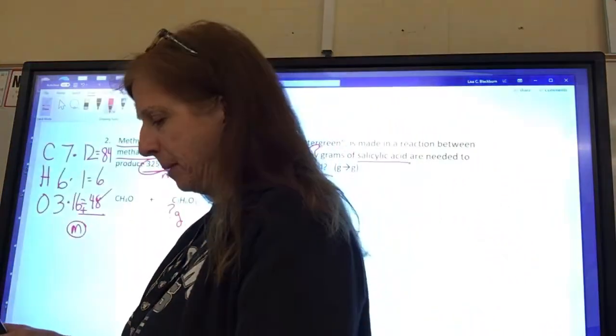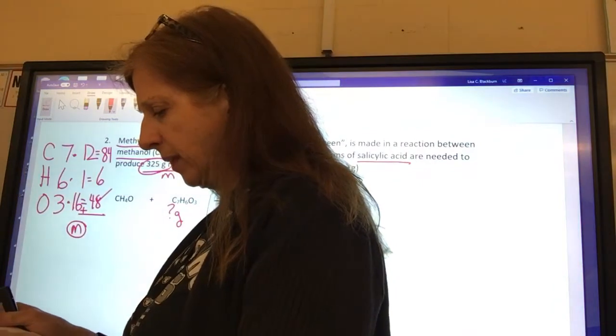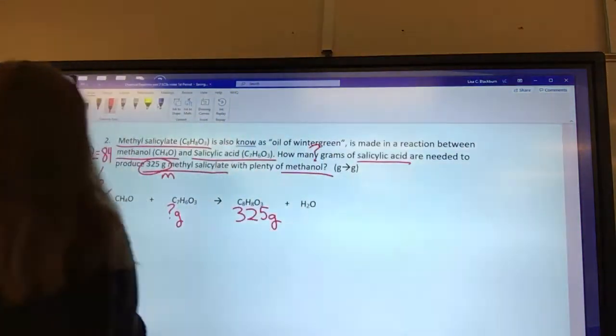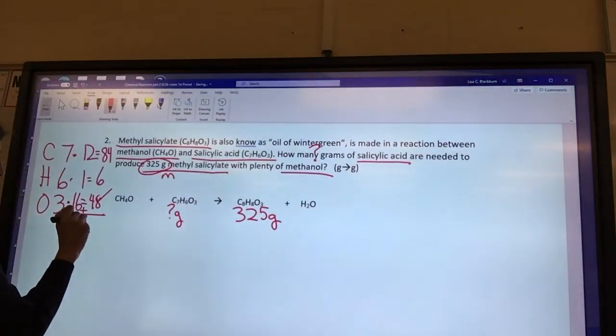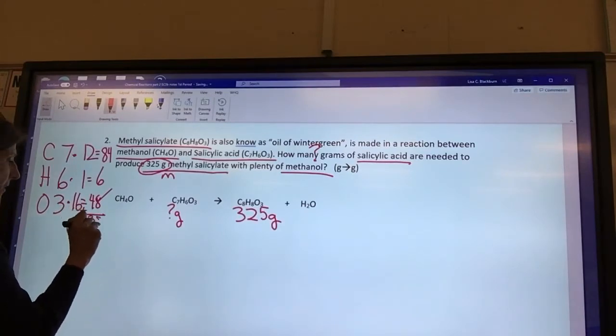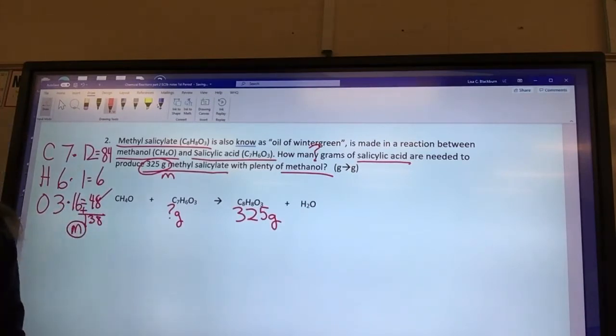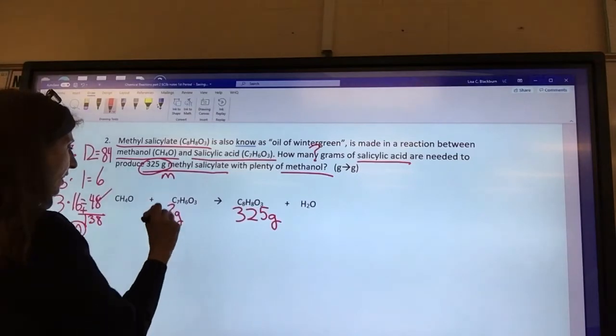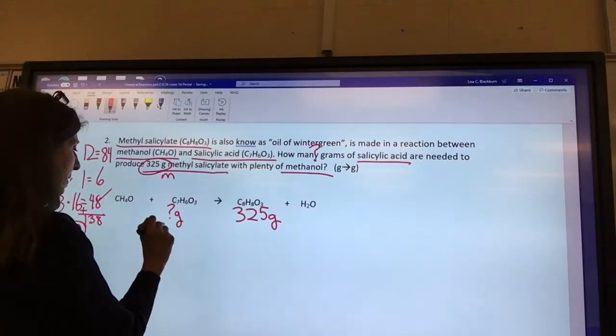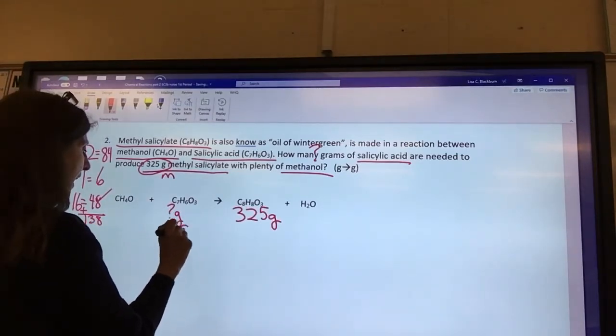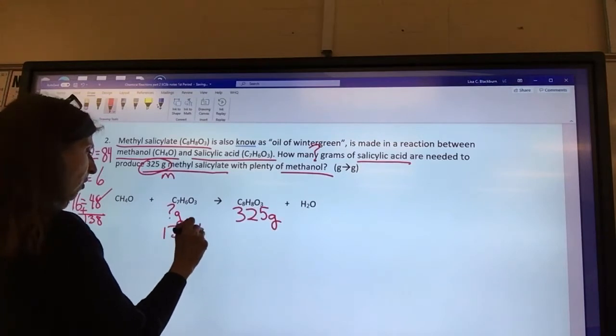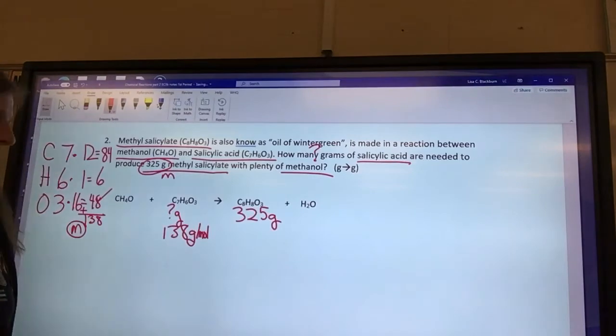I'll look on my paper. I got 138.13 because I did the 13. So it should just be 138. Is that what y'all got? Yeah. Okay, so now we write that underneath here on our M&M line, 138 grams per mole. Always write your grams per mole. It's going to help you not get lost in the middle of the problem.